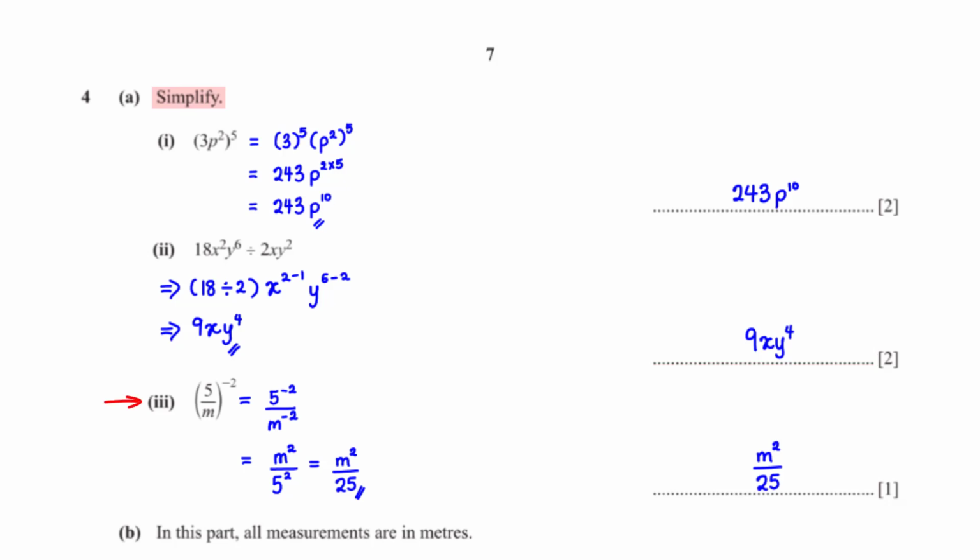Simplify (5 over m) all raised to the power -2. By applying the laws of indices, we can rewrite this as 5 raised to the power -2 divided by m raised to the power -2. 5 raised to the power -2 is the same as 1 over 5 squared. 5 squared is 25, so we have m squared over 25.